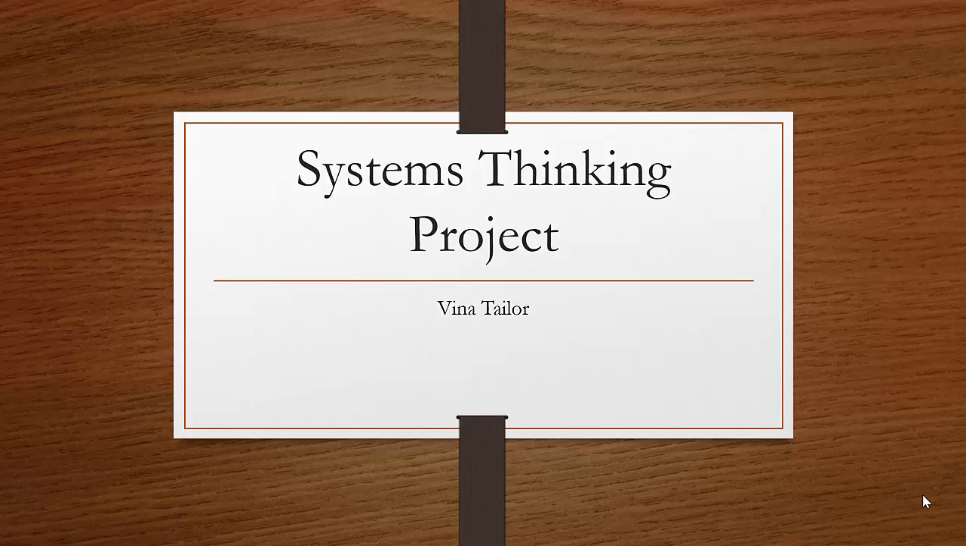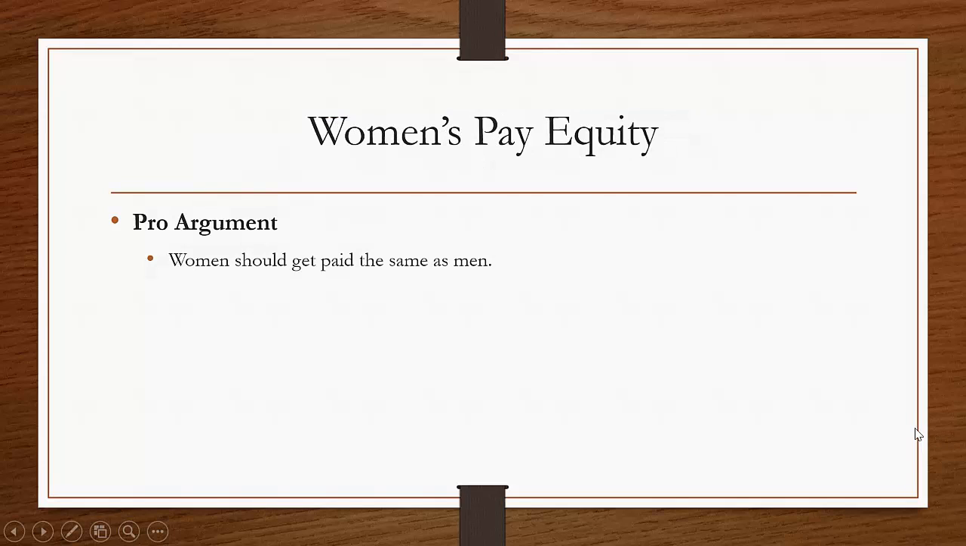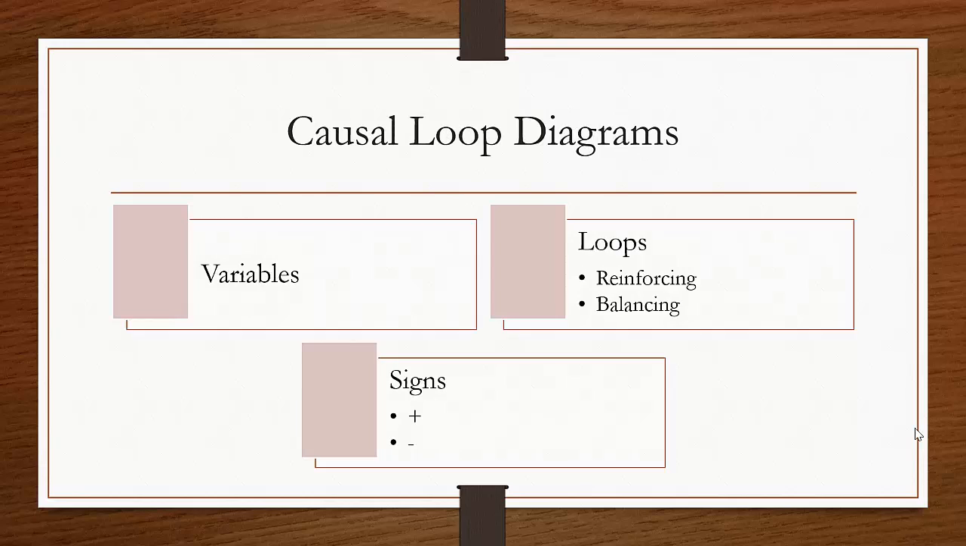After doing research and conducting an in-depth analysis, I've sided with the pro argument for this issue. I believe women should be paid equally as men. To visualize this better, I have created a causal loop diagram for this pro argument. But before we begin, let's get some background knowledge on causal loop diagrams.